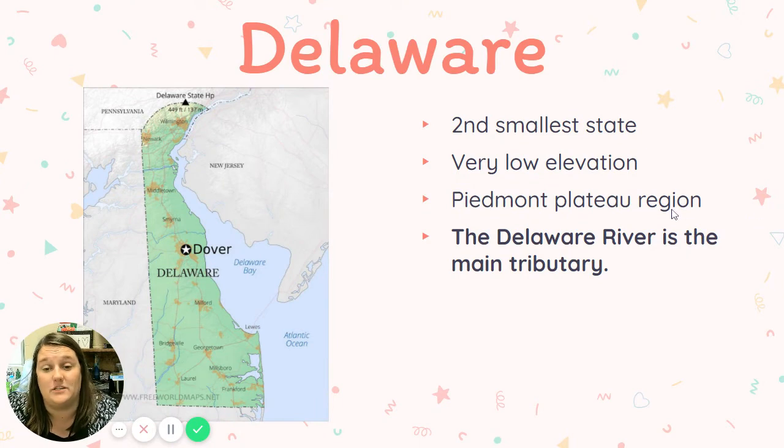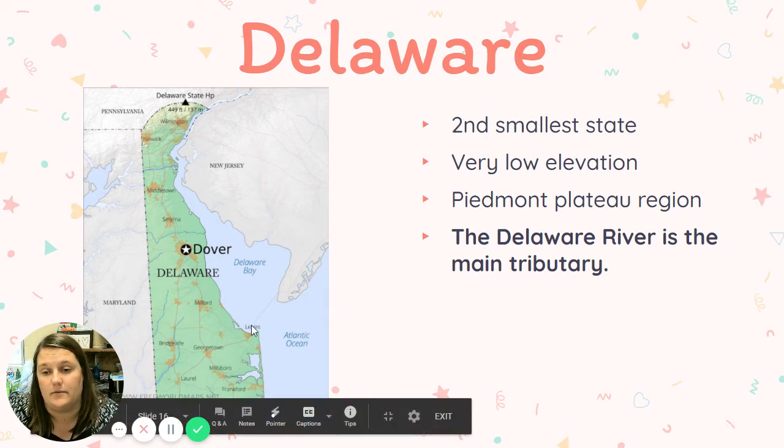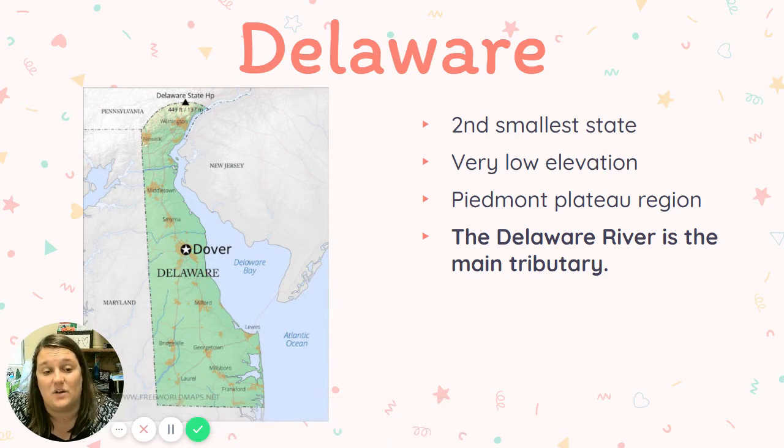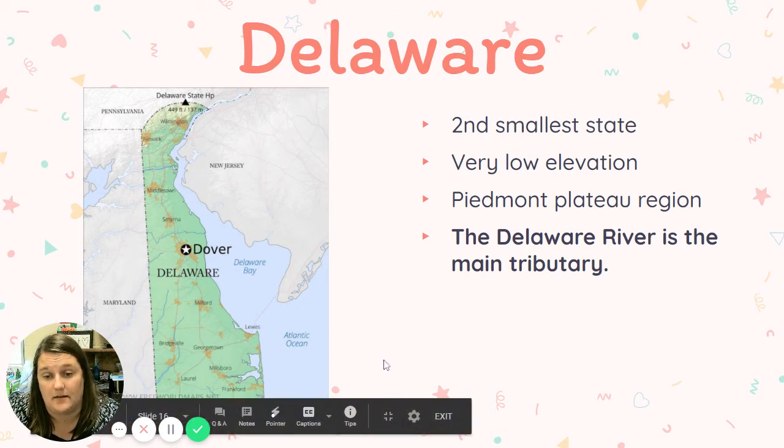Next, I have Delaware, which is the second smallest state right behind Rhode Island. It has a very low elevation. It's closer to the sea, so we do have sea level there. It is also in that plateau region, that Piedmont plateau region. The Delaware River is the main tributary that runs through there. Remember, a tributary is a smaller river that runs into a larger body of water, okay?